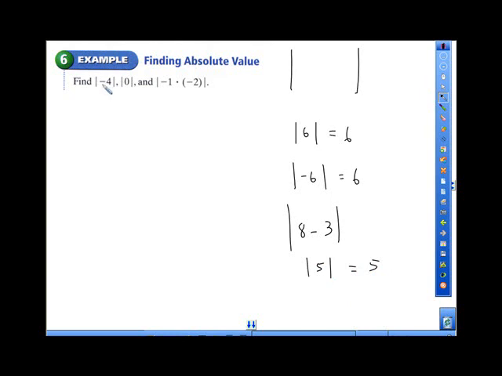Down here, the absolute value of negative 4, well, that's 4. The absolute value of 0, that's 0. You have to multiply here first, that'll give you 2. The absolute value of 2 is going to equal 2. Whatever's inside here, make it positive.